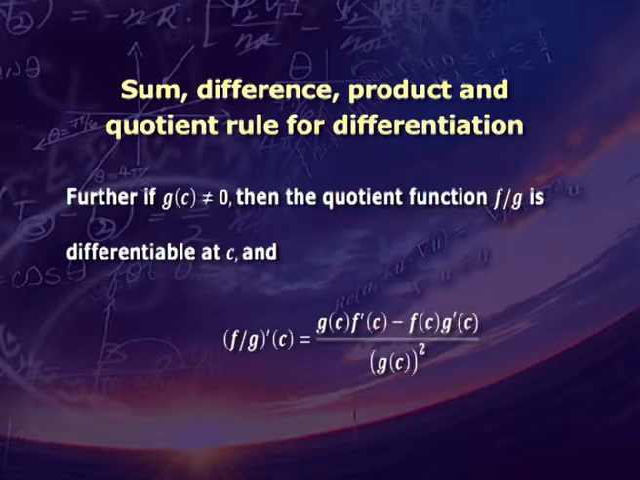Further, if g(c) is not equal to 0, then the quotient function f over g is differentiable at c and (f over g)' at c is equal to g(c) into f'(c) minus f(c) into g'(c) divided by g(c) whole square.